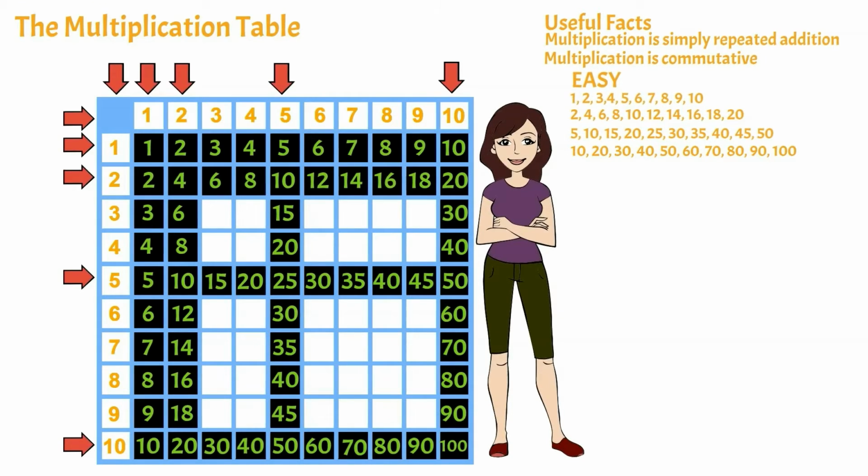Counting by these numbers is easy, making multiplication in general easy too. We could actually use these easy ones in mastering the rest.